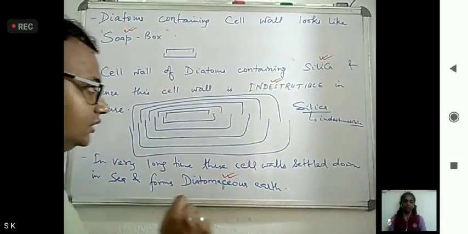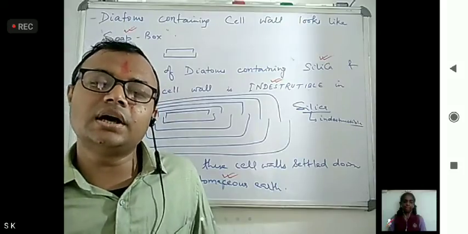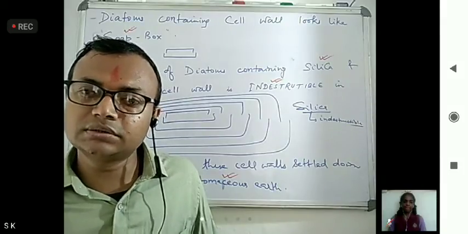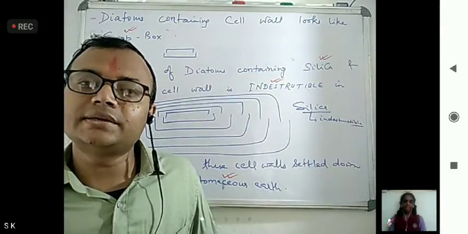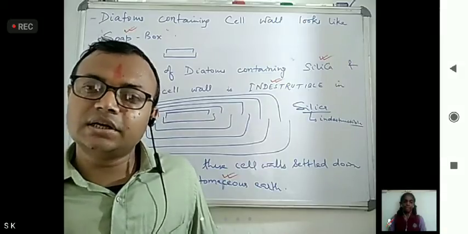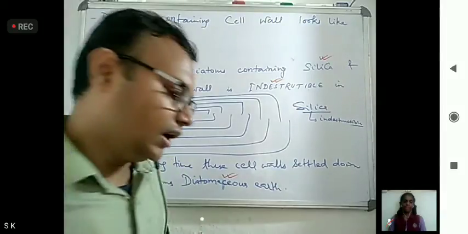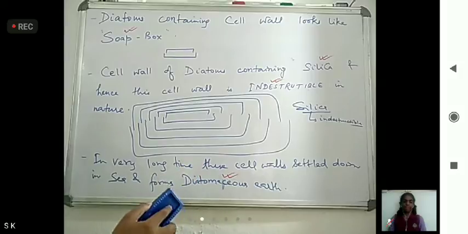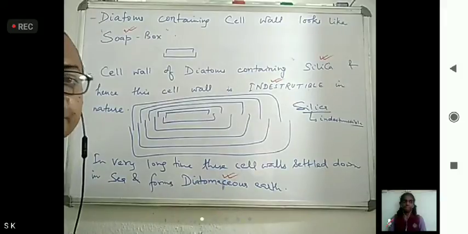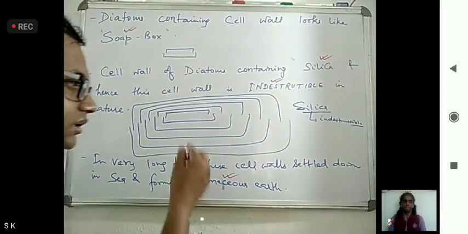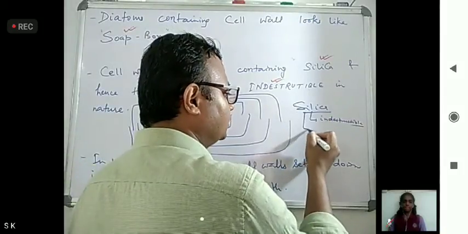So diatomaceous earth is made up of what? Same. That is made up of diatoms cell wall, and this contains silica that is indestructible in nature. Okay. Now this diatomaceous earth, due to containing silica, has industrial use. What are those? Since these diatomaceous earth contain silica, so this happens what?